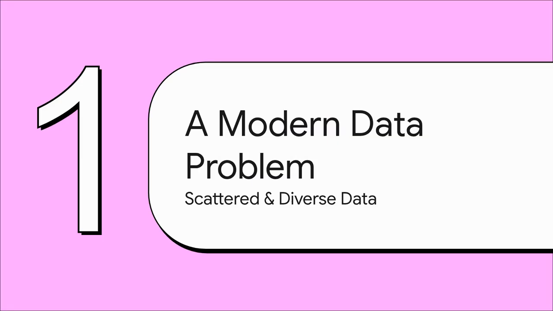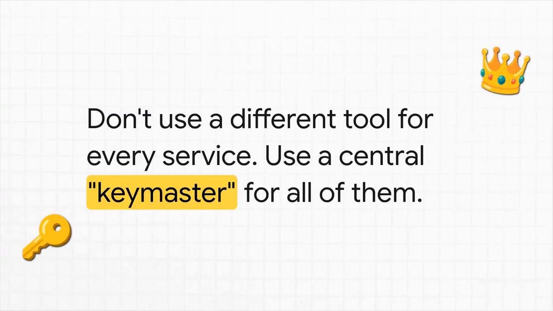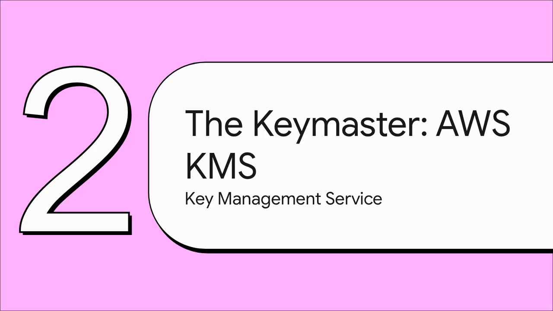Look, we're dealing with a modern data problem. Our data is spread out and it comes in all shapes and sizes. That just screams for a simple, centralized strategy, not some tangled web of one-off solutions. And here's the big idea, the mental model you gotta lock in. The solution is not to play whack-a-mole, finding one encryption tool for S3, another for RDS, and a third for your logs. No way. The elegant and, frankly, the sane solution is to have a central key master, one service that holds the keys to the entire kingdom. And that key master on AWS is the Key Management Service, or as we all call it, KMS.